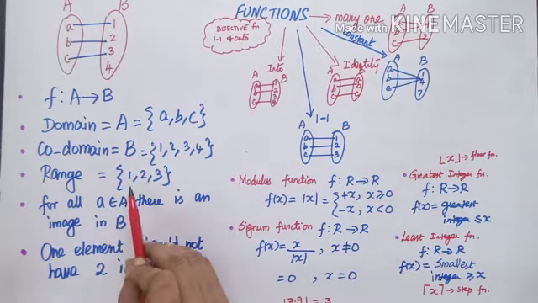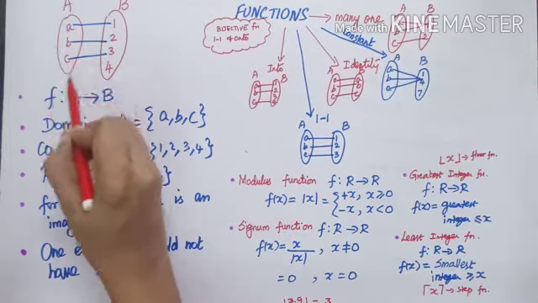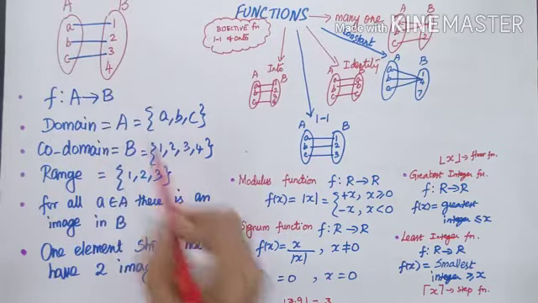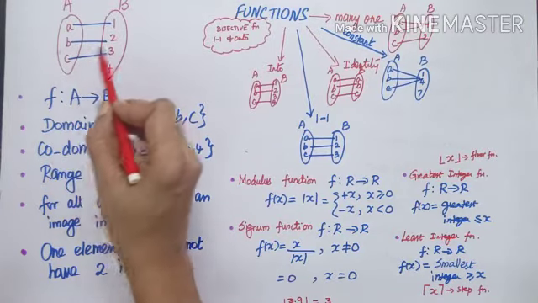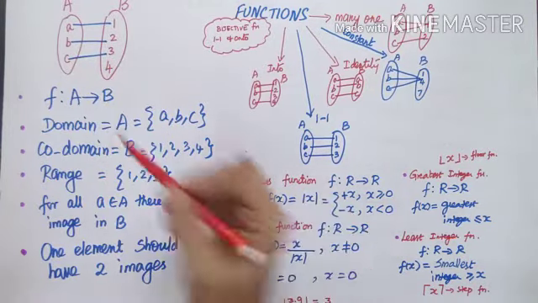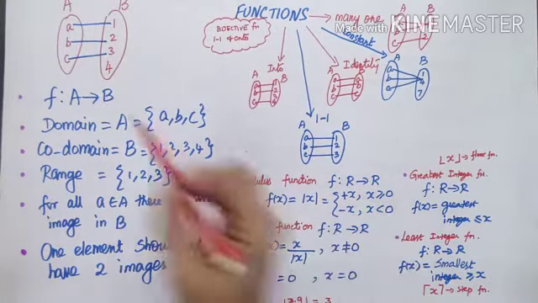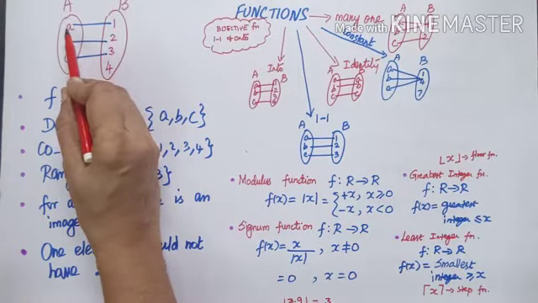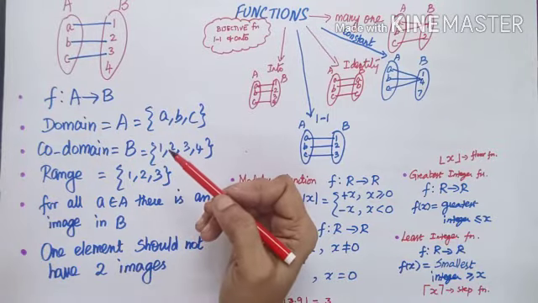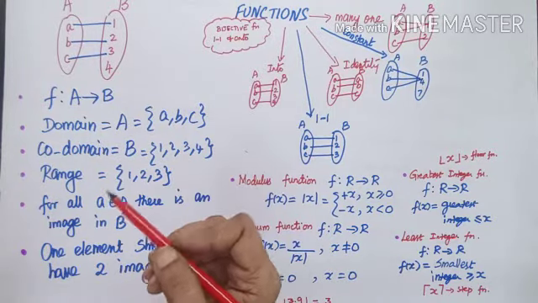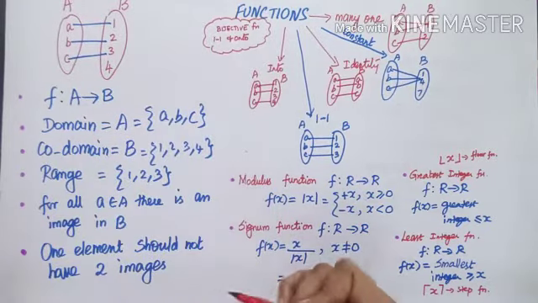Now when will you say it is a function? Every element in the domain should have an image. And one element should not have two images. See, you are the element. Stand in front of a mirror. If there is no image in the mirror, it is wrong. Yes, so that is not a function. So no image tells it is not a function.